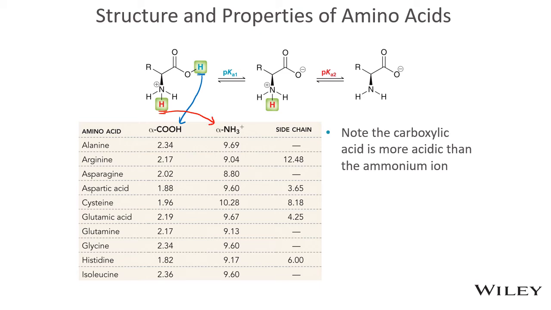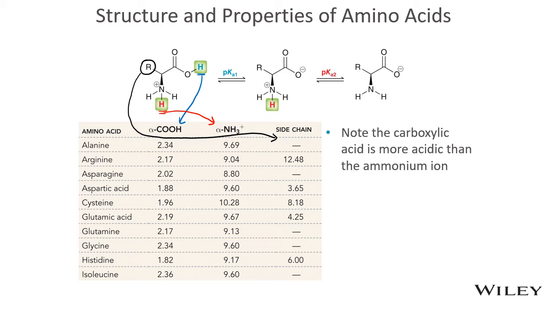Now, depending on the amino acid, the side chain can also have acid and base properties, and if it does, it's going to have a specific value as well. So for some amino acids, the R group itself can also have acidic or basic properties.